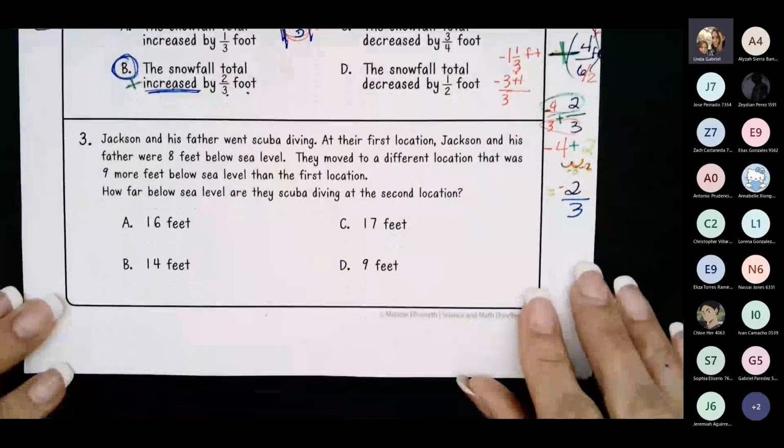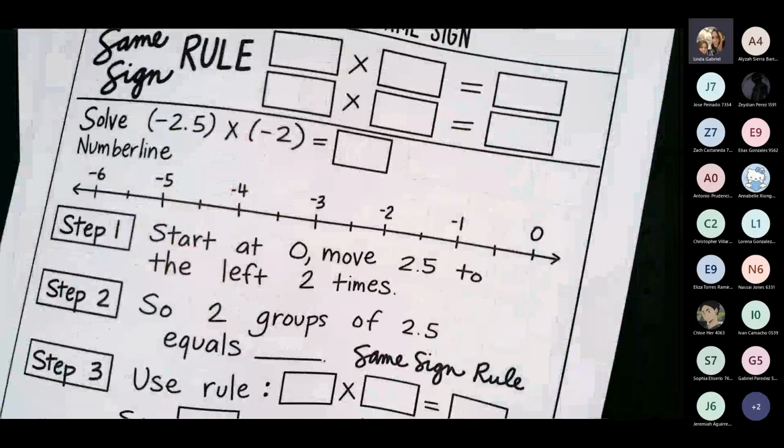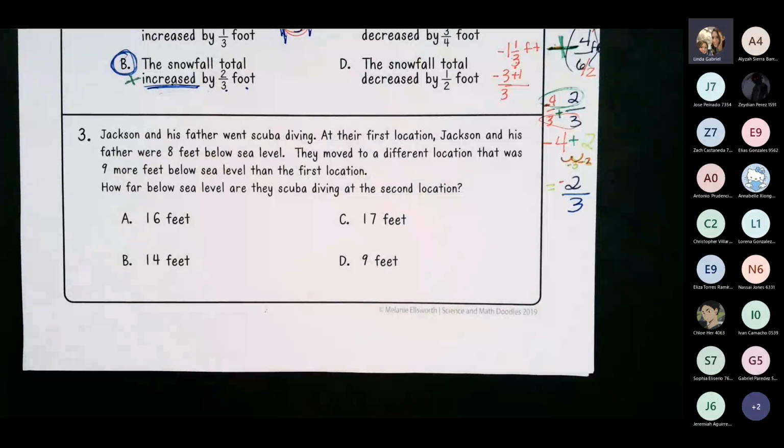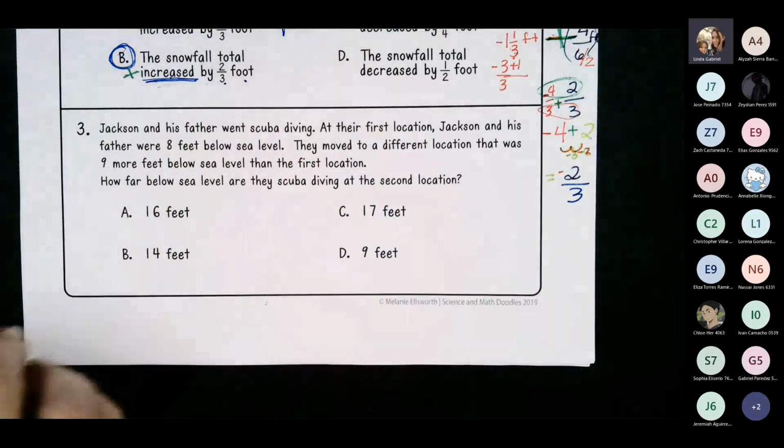Let's move on to question number 3. What we'll do is I'll save the multiplying rational numbers for Friday. So we'll just do this for today. And if you have questions, after we go over question number 3, we'll take time for questions, okay?